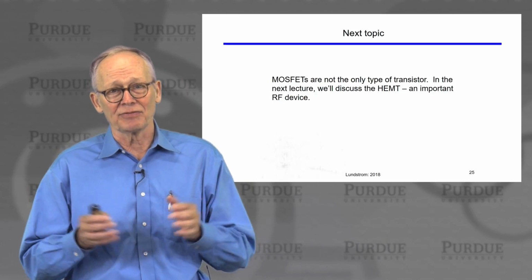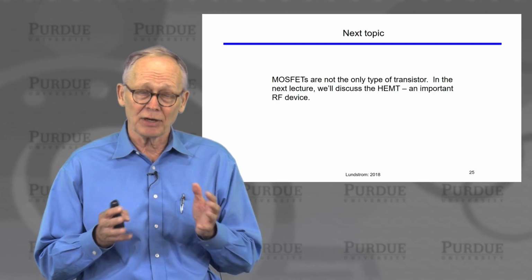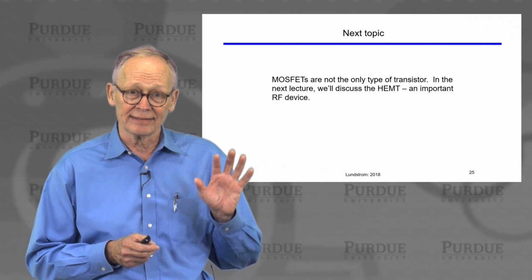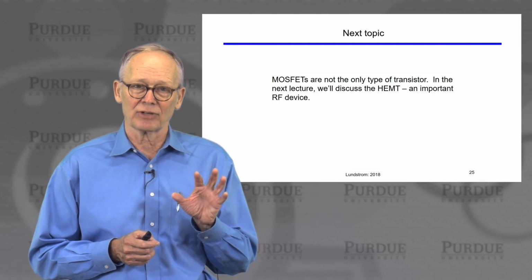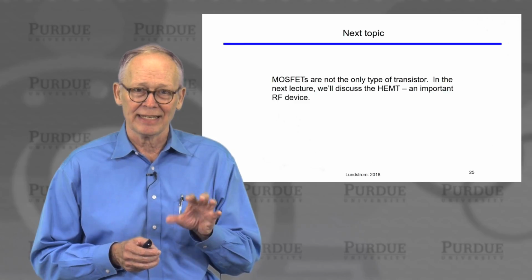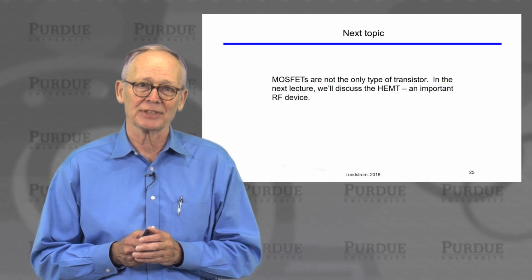All right, in Unit 5, we're talking about a collection of topics. What's next? Well, there are other kinds of transistors. So far, we've only discussed MOSFETs. In the next lecture, I would like to describe another important type of transistor. It's called a HEMT, High Electron Mobility Transistor. We'll talk about HEMTs in the next lecture.